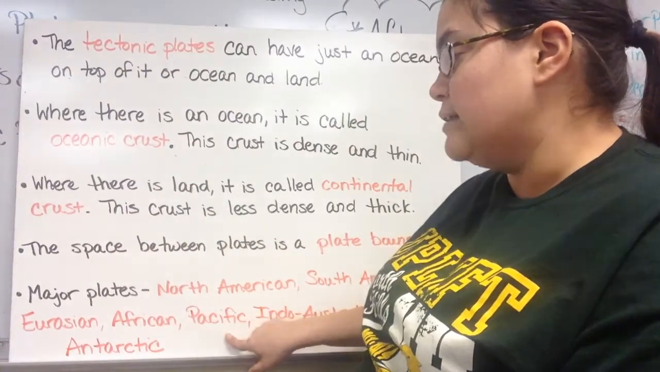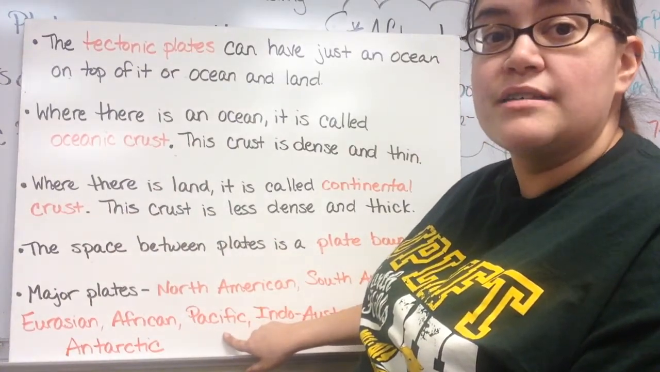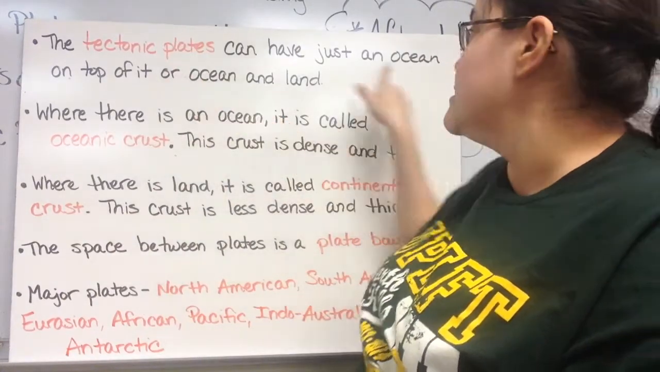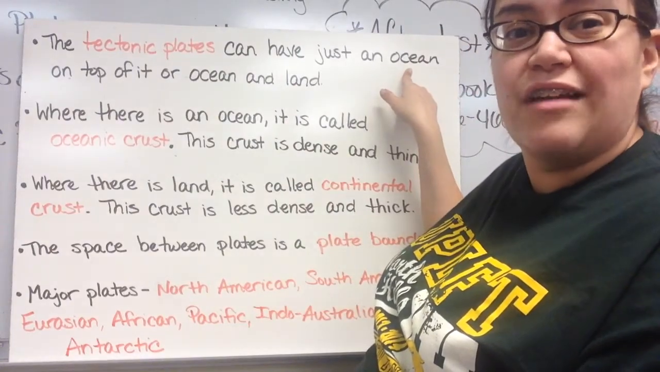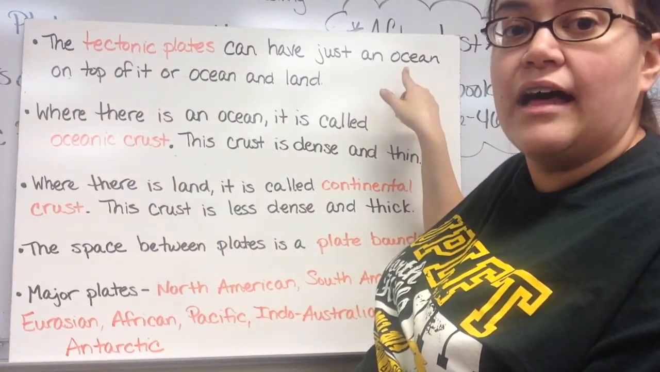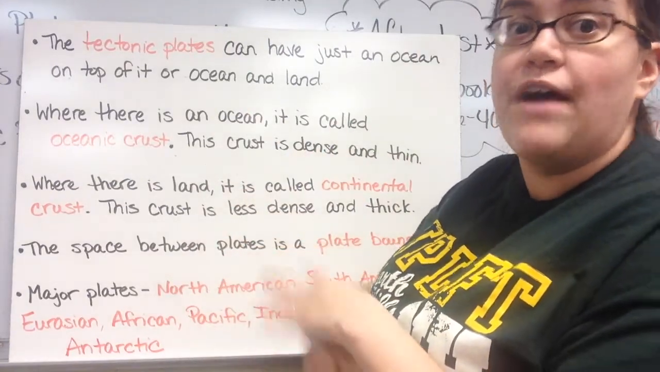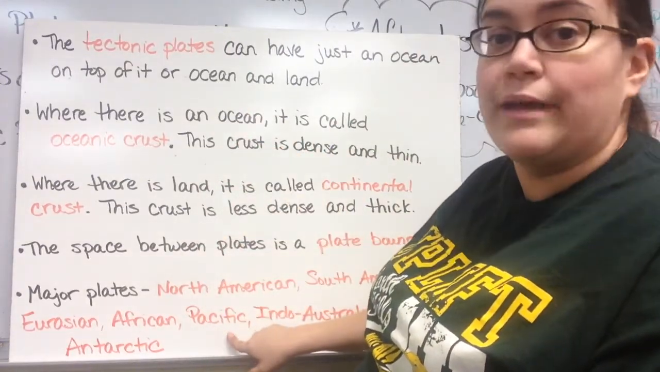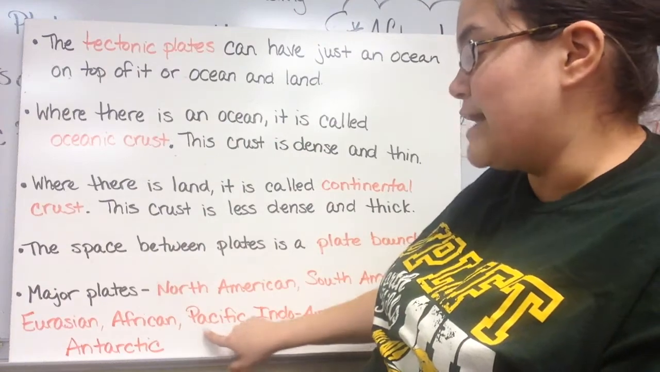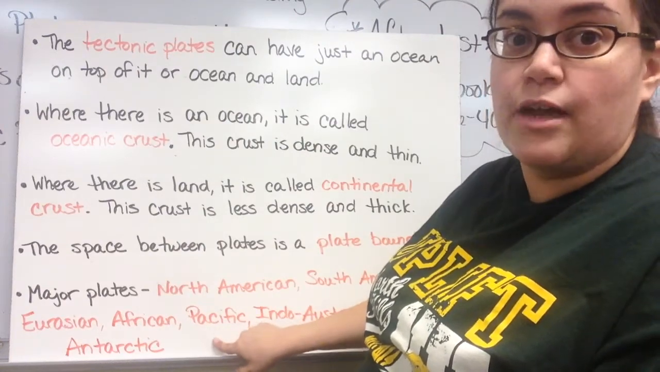The Pacific plate is a good example of a plate that only has ocean on top of it. There's not really a lot of land. There's like Hawaii and little islands here and there, but the vast majority of the Pacific plate is just ocean. So this has almost the entire Pacific Ocean on it.